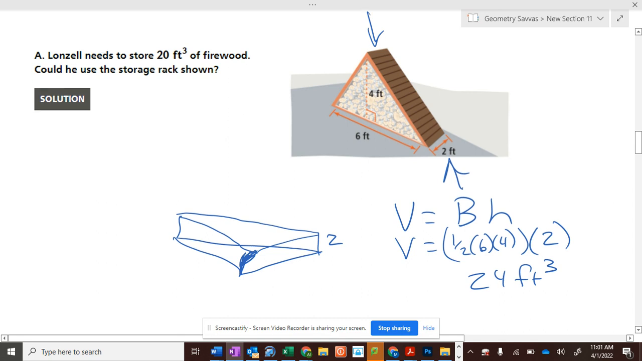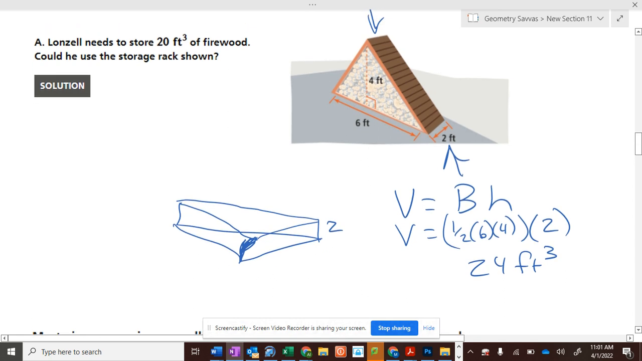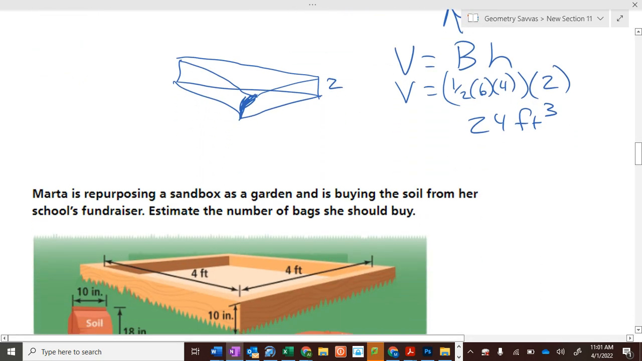Why is it cubic feet instead of square feet? Because it's three-dimensional. Feet times feet times feet is feet cubed. All right.